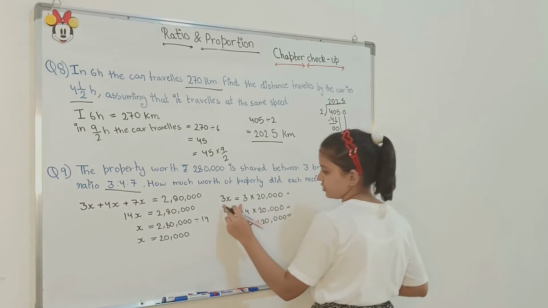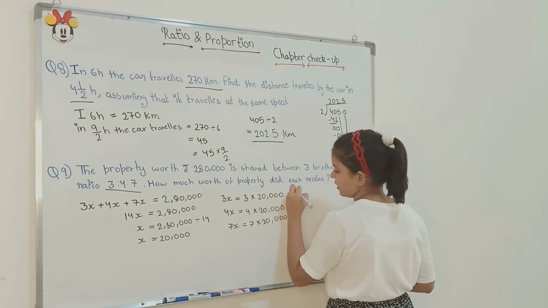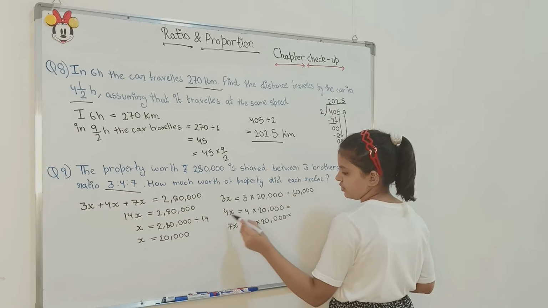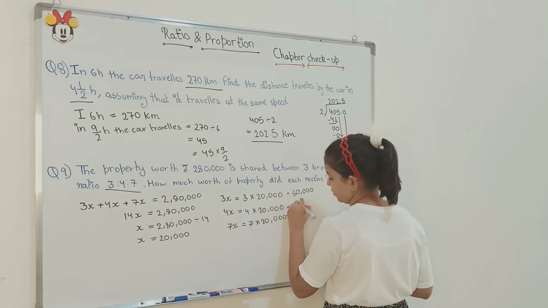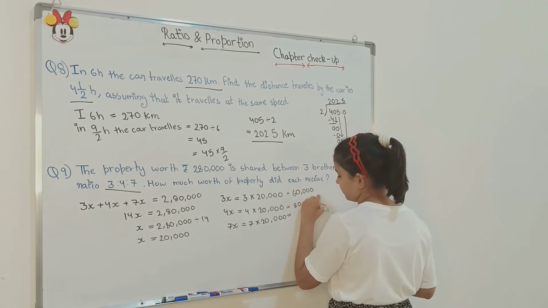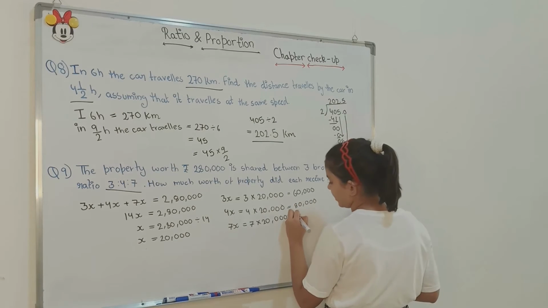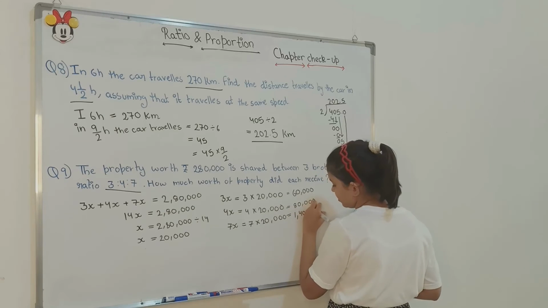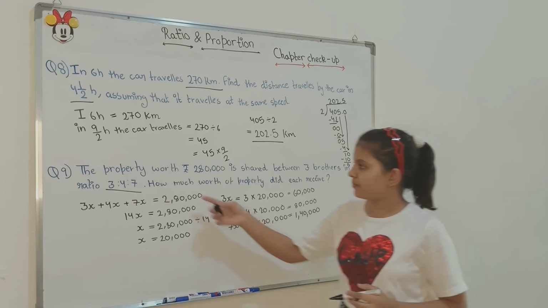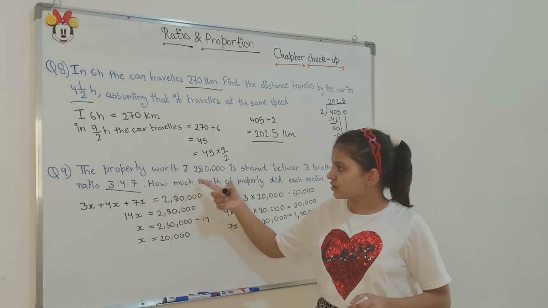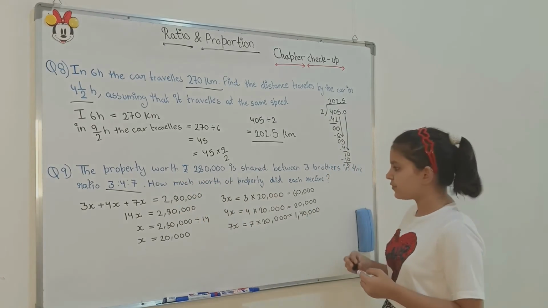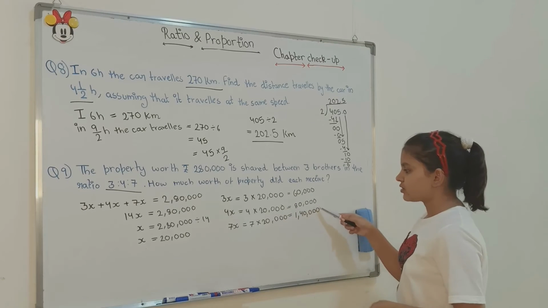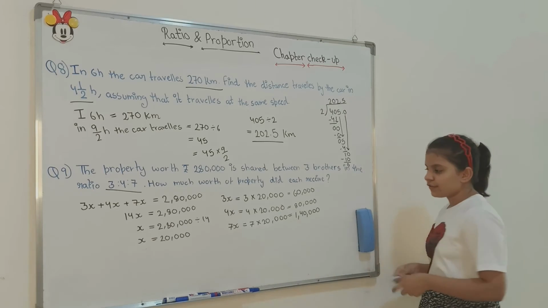So first, 3 2s are 6, so we will get the answer as 60,000. Then 4 2s are 8, so 80,000. And then 7 2s are 14, so we will get 1,40,000. So from this much money, 2,80,000, the first brother got 60,000 rupees, the second brother got 80,000 rupees, and the last brother got 1,40,000 rupees.